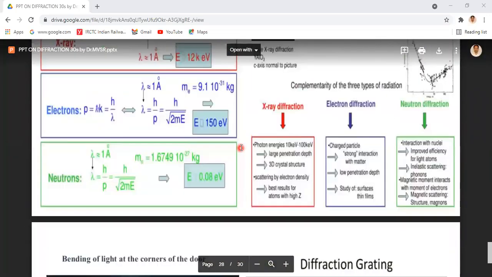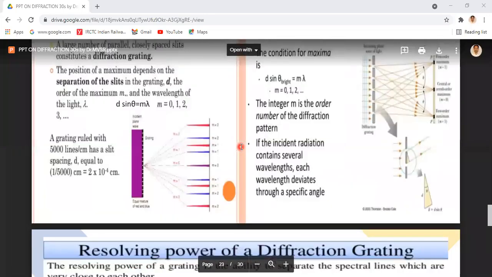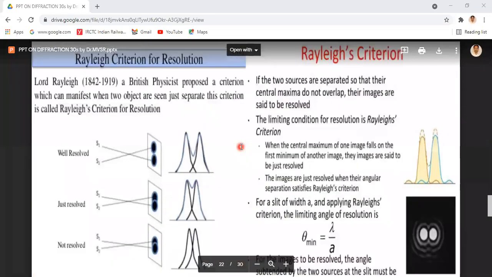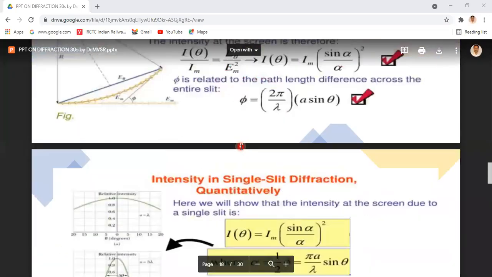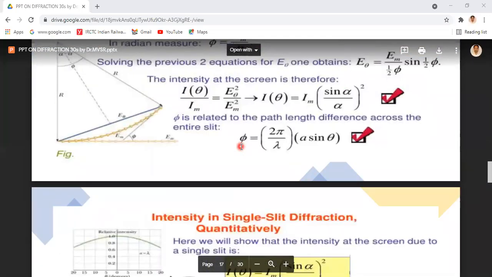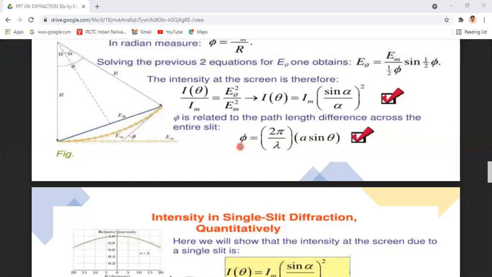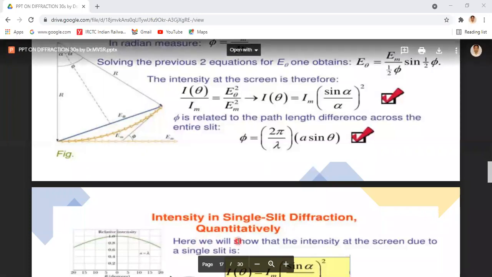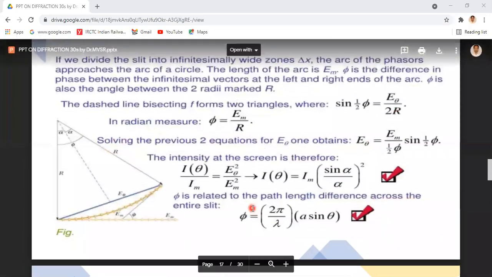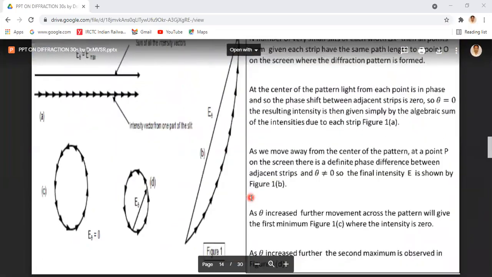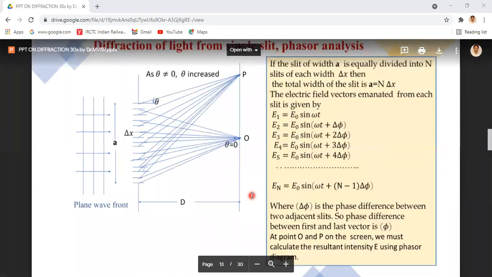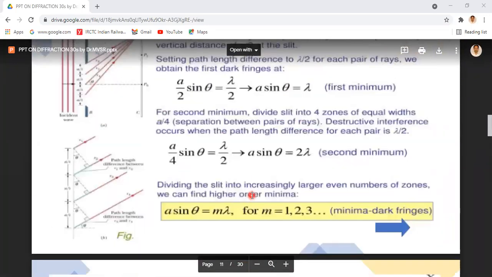Okay, so this is about only the diffraction of light from a single slit. So in this chapter we have a very important question, that is the diffraction of light from a single slit. And we have to calculate intensity, okay, in single slit diffraction, both quantitatively and qualitatively. So that means this phasor diagram is very important. And also the resolving power of a diffraction grating is very important.